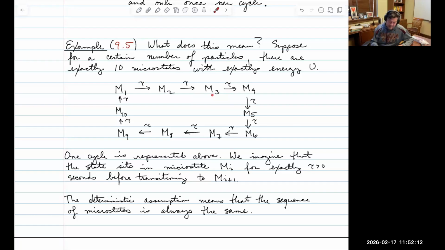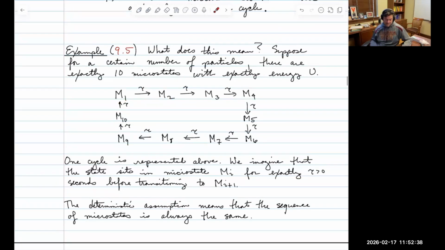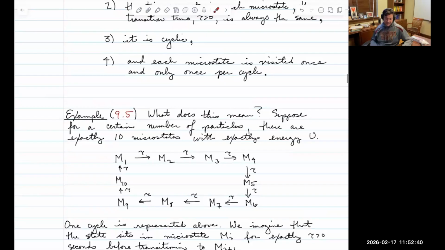Of course, from the 3rd, I always move deterministically to the 4th state. From the 4th state, I move to the 5th, 6th, 7th, 8th, and so on. I have 10 total microstates in this imaginary little system. It's cyclical in that once I get to the 10th one, I'm going to go back to the 1st, okay? And then I go deterministically from the 1st to the 2nd, etc. So this is our simple little ergodic system, going through one microstate to the next.